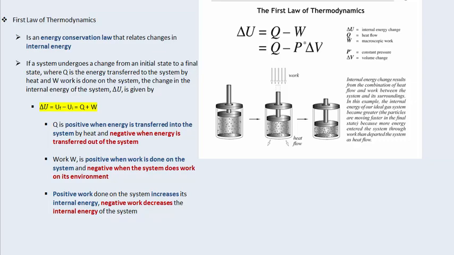If we're given a positive Q, then we know energy is transferred into the system by heat, and our Q will be negative if energy is transferred out of the system. We see that work is positive when work is done on the system, and negative when the system does work on its environment. So positive work done on the system increases its internal energy, while negative work decreases the internal energy of the system.